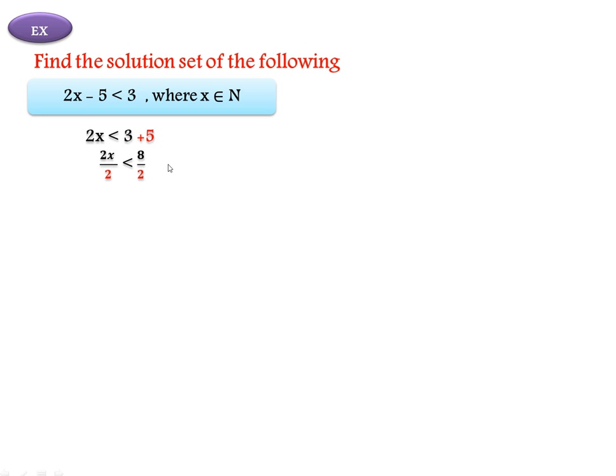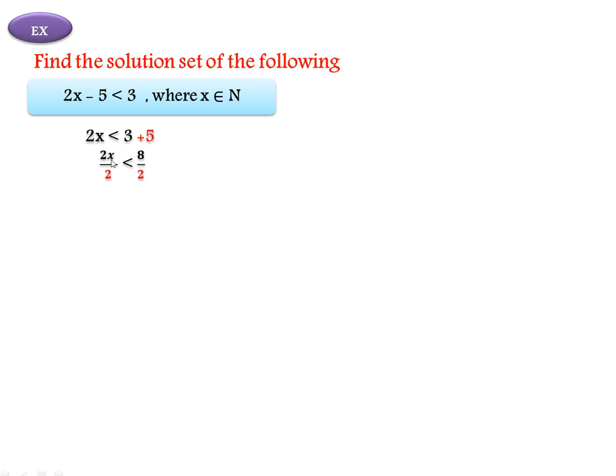Let's go to another example. Find the solution set of the following: 2x minus 5 less than 3, where x belongs to N. We search for all elements that satisfy the inequality only in the natural numbers. At the first, following the steps, the subtraction moves to the other side with a different sign, so it becomes plus 5. Then 2x is less than 3 plus 5, so 2x is less than 8.